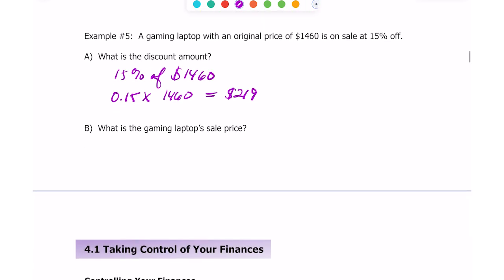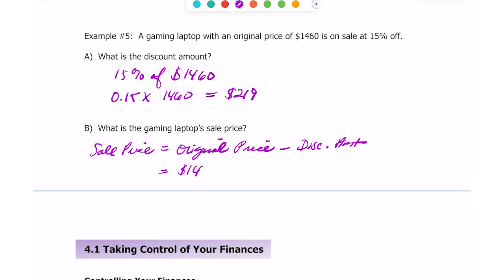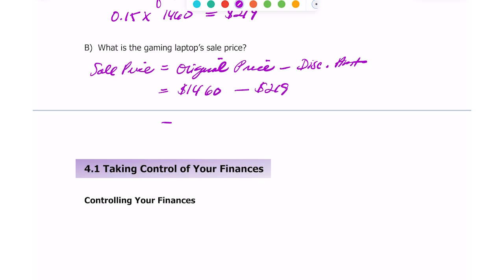So if I want to find the sales price now, in order to do that, we're going to take the original price, and since it's discounted, we're going to subtract the discount amount. So the original price of the laptop was $1,460, and we're going to subtract the discount, which is $219. And if I subtract those, I get $1,241.